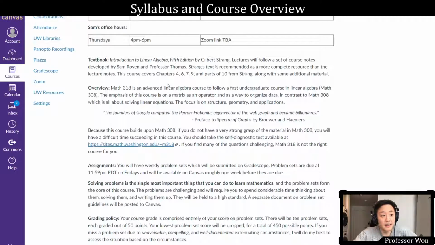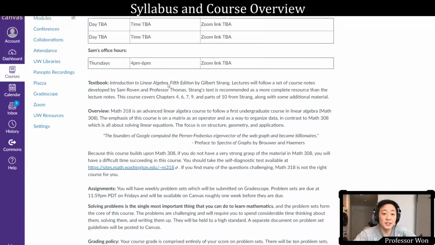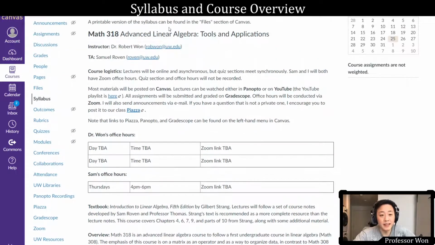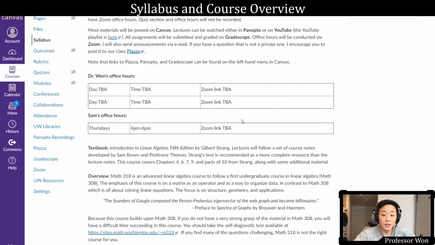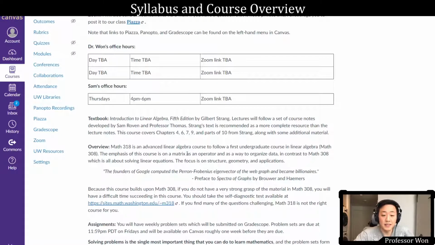On the other hand, linear algebra is an extremely applied and extremely useful tool in the real world. So in this course, we'll focus on viewing matrices as operators and as ways to organize data, and we'll focus on structure, geometry, and applications. So the goal here is to cover some of the applications of linear algebra, but have a really good understanding of the structure and the geometry. It will be very, very fun, in my opinion.